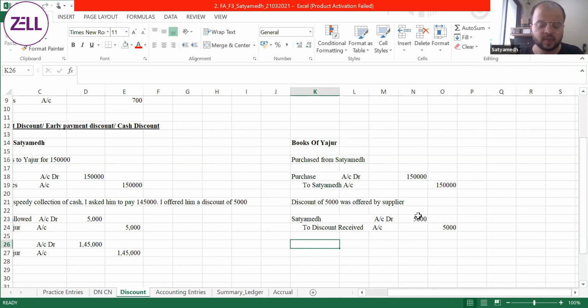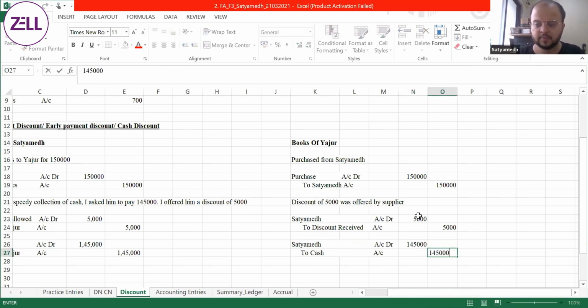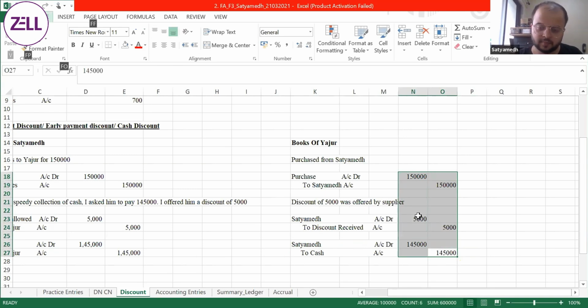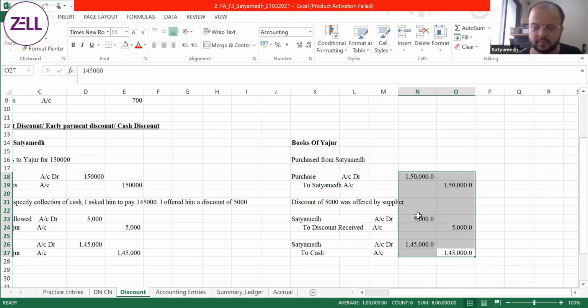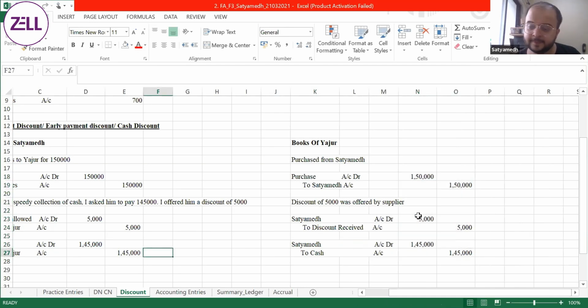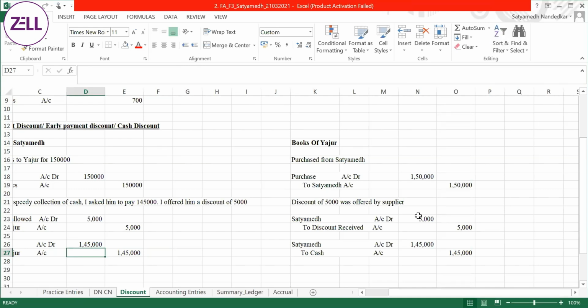And ultimately when he makes payment to Satyamev, to cash. ठीक है? समझा how discounts operate? Yes, sir.